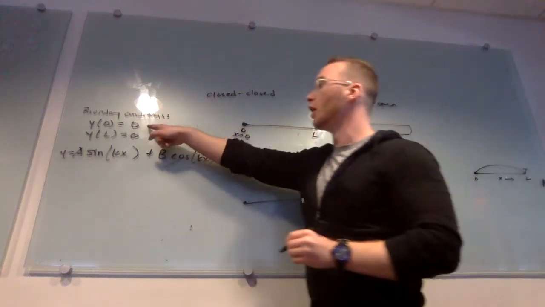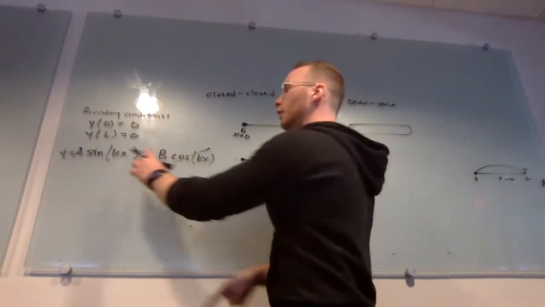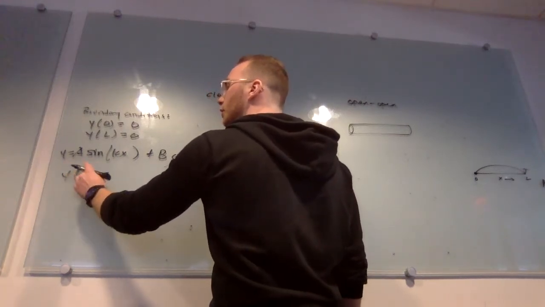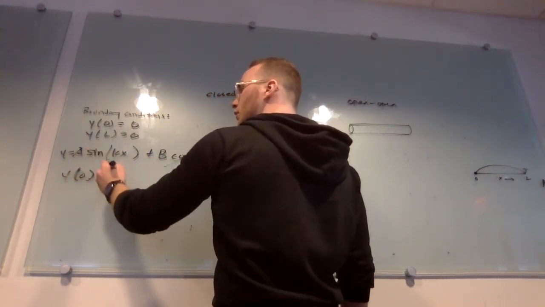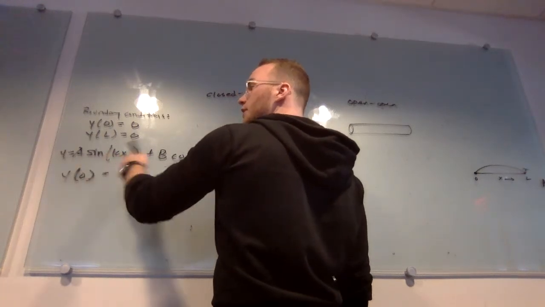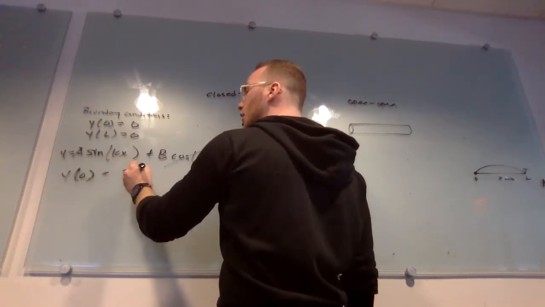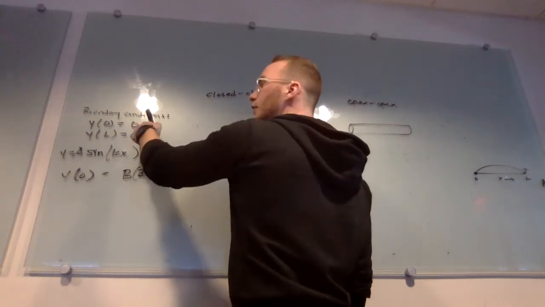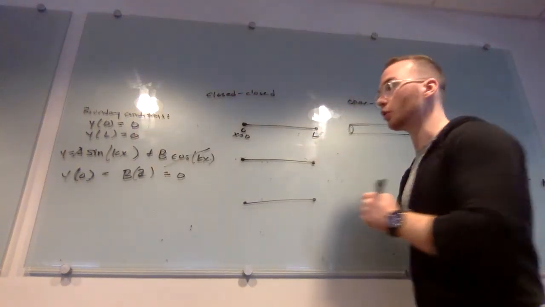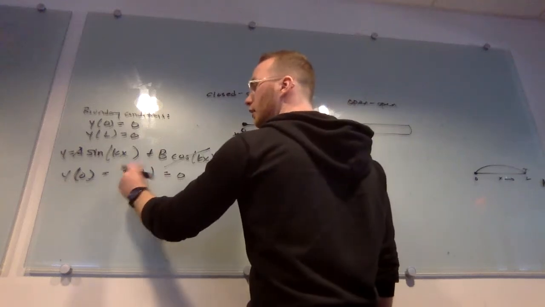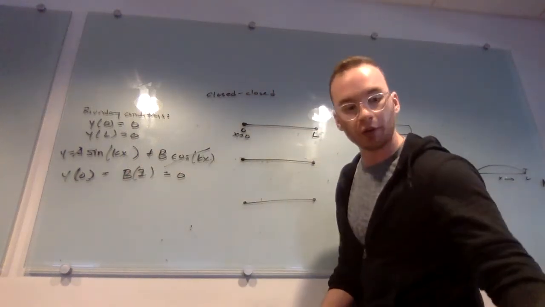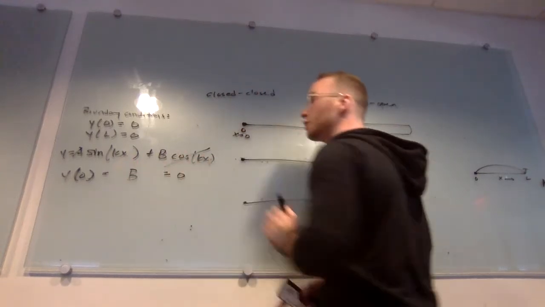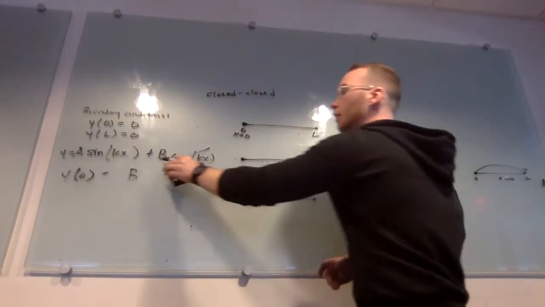Now, plugging in this one, let me just write it all out. I'm trying to skip steps, which I shouldn't do. So we get y of 0, well, this gives 0, so that's fine. Then we get b times 1, so just b. But therefore, this has to be 0. So we automatically get a 1. I really should just write b. This is how you'd write it. You get b times cosine of 0, which is 1.